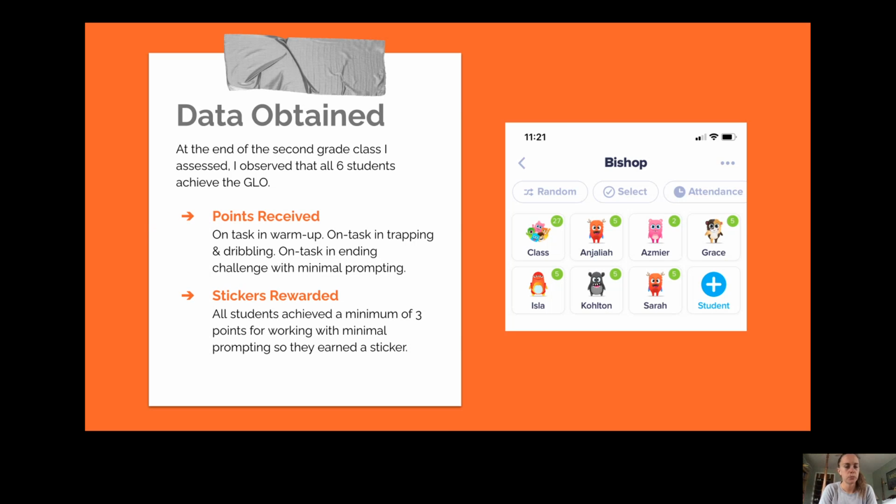A few of them I did have to reprompt. They did, like I said, lose some points, but then they gained them again when we did our ending challenge of red light, green light, and had very minimal prompting. So at the end, again, the students all achieved that minimum of 3 points. So they earned a sticker, and as they left the classroom, they all received their sticker.